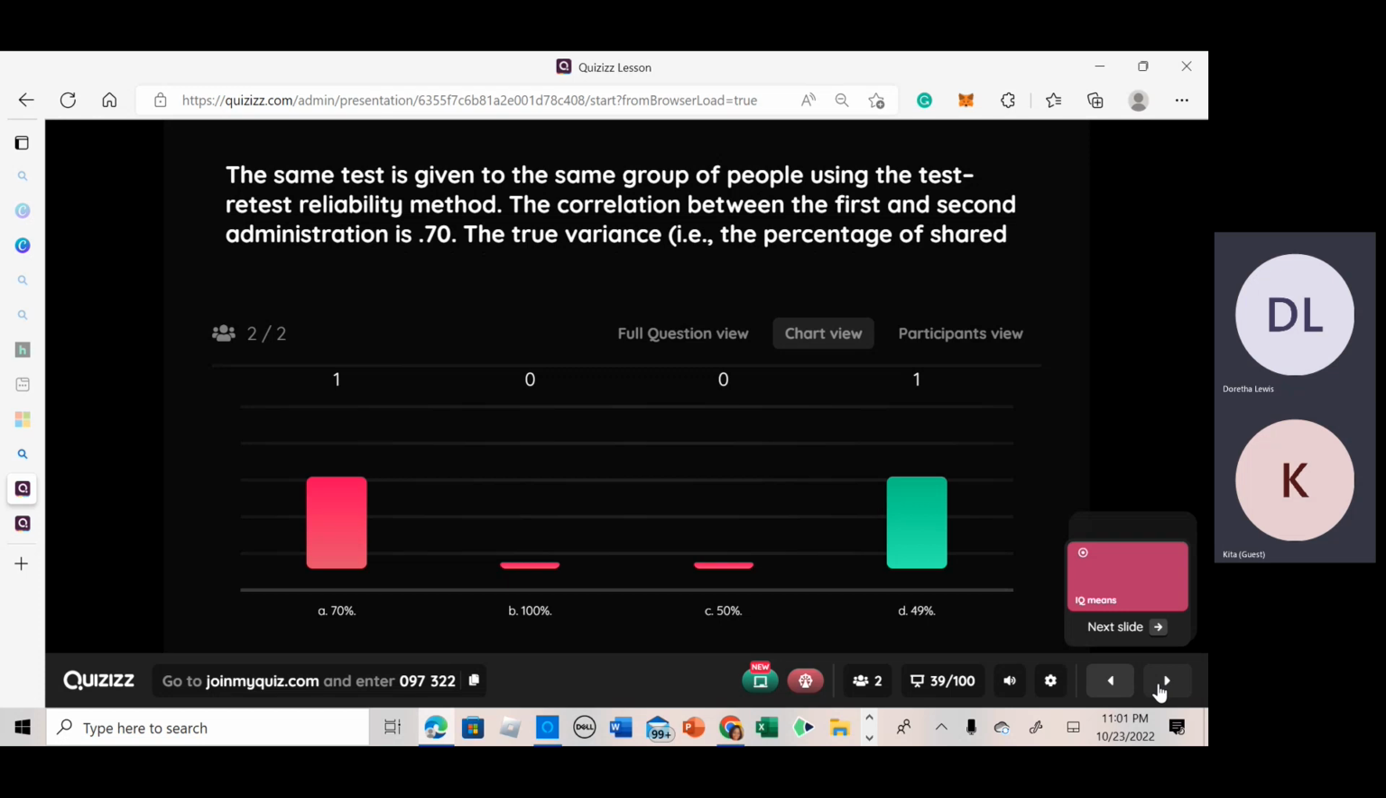To demonstrate the variance of one factor accounted for by another, you merely square the correlation. So 0.70 times 0.70 equals 0.49, and 0.49 times 100 is 49%. Your exam could refer to this principle as the coefficient of determination.